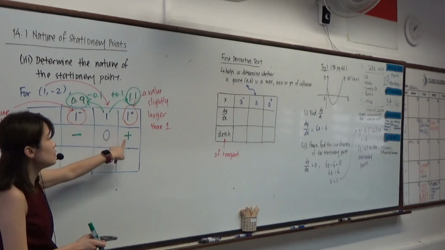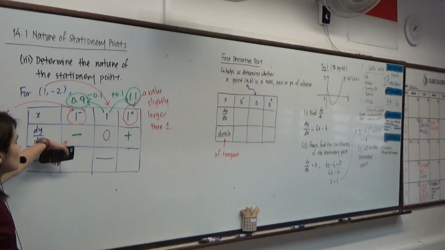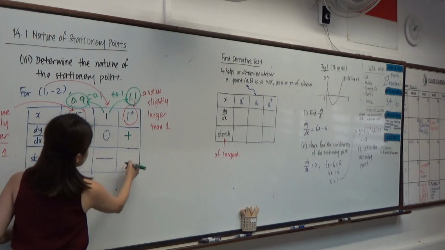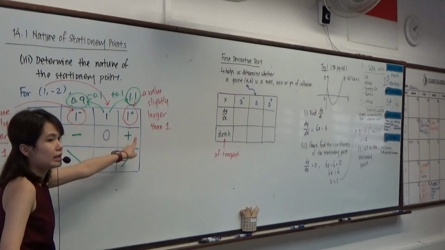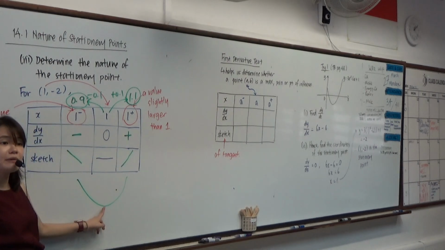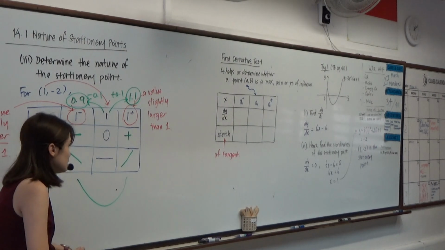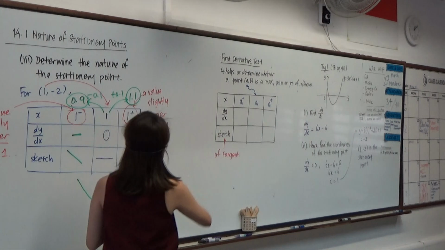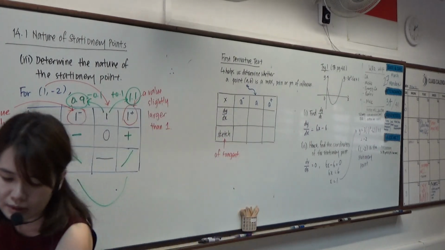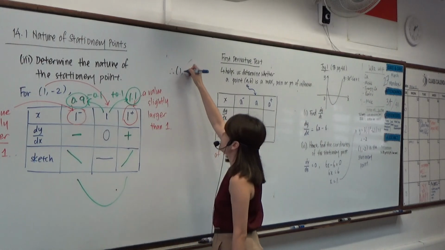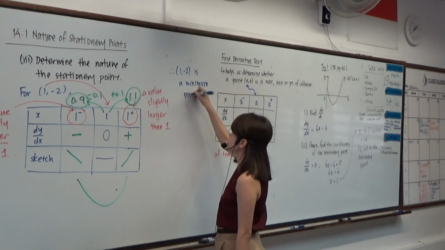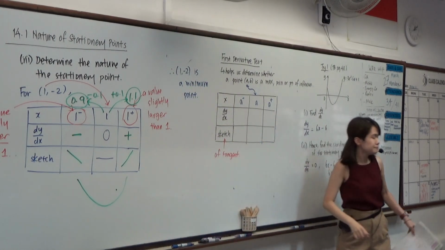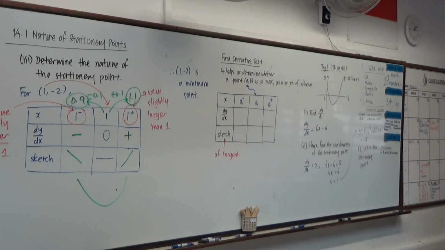So we just have to input the sign, and with the sign itself, I know that negative means downward sloping, positive means upward sloping. So with the shape, the sketch, I will see that it is actually going in this manner. So I can confirm that it is a minimum point. So continuing the working, therefore, I conclude 1, negative 2 is a minimum point. Questions?